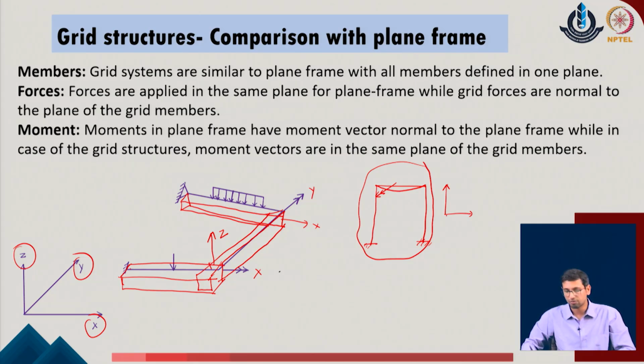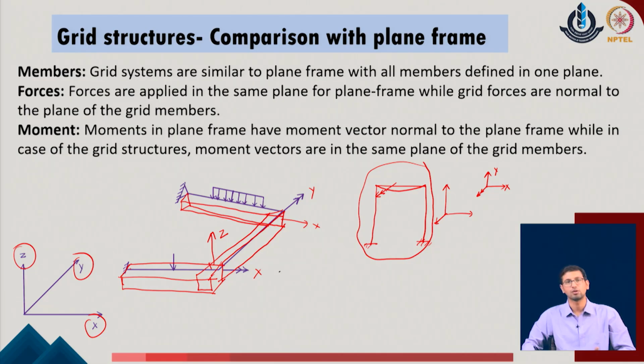Okay. So, that is why we typically describe the degrees of freedom at any point in a frame system as the translation along x, translation along y, and the rotation about the axis z, which is shown by the double headed arrow in the z direction. This means that the axis which is normal to the given plane is the axis of the rotation, or the moment normal is defined along the direction normal to the plane of the members.